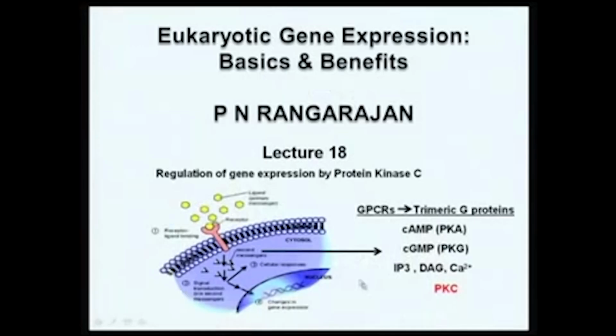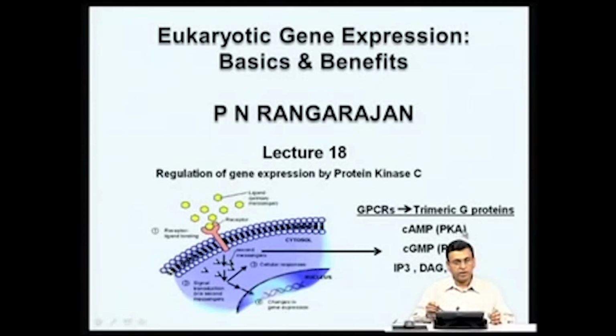What we have discussed in the last 3 classes is how signaling molecules interact with G protein coupled receptors. This results in the activation of trimeric G proteins, and we discussed primarily those G proteins which ultimately activate protein kinase A signaling, protein kinase G signaling, and in the last class we discussed briefly the generation of second messengers such as inositol triphosphate, diacylglycerol and calcium, and how these 3 molecules, when they are generated by specific signaling molecules, result in the activation of protein kinase C as well as calcium calmodulin kinase and so forth.